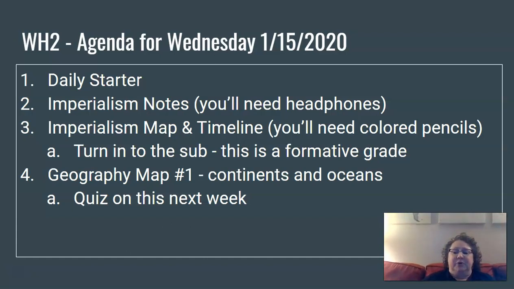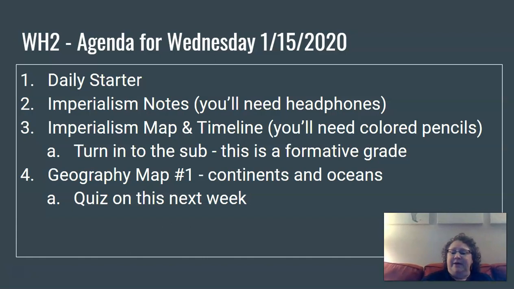And it is important that you get that information because we'll be having a test next week on imperialism, nationalism, and the Industrial Revolution. And then the following week when Mrs. Harris is back, we'll be beginning World War I. So you're going to do the notes. It'll take you roughly about 20 minutes. And then you'll be working on the map and timeline. You're going to need color pencils for that. And you're going to turn that in at the end to the sub for a formative grade.